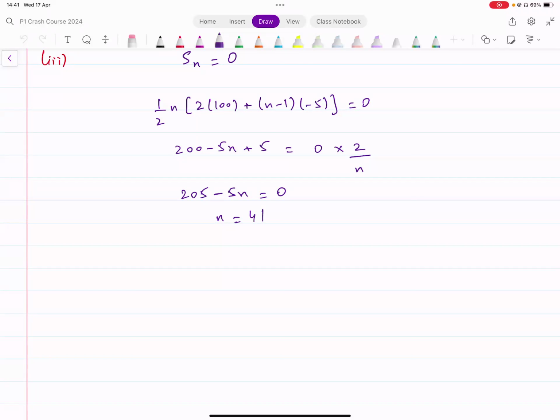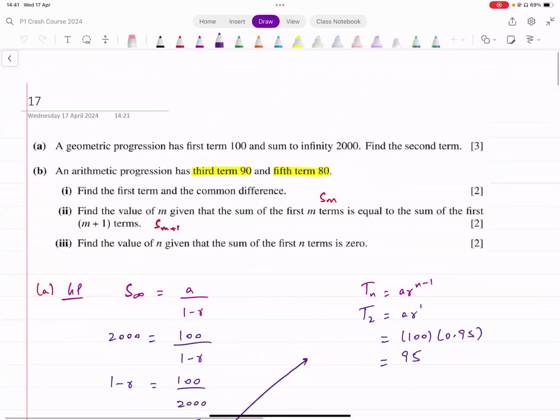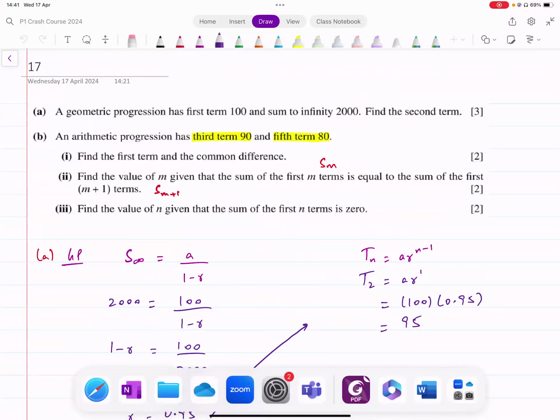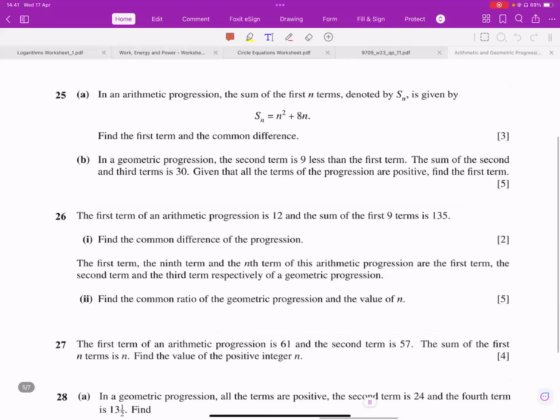Okay, that was the third part. That's question number 17. So the next one that you have now is 25. Okay, let's have a look at the next one. Question number 25.